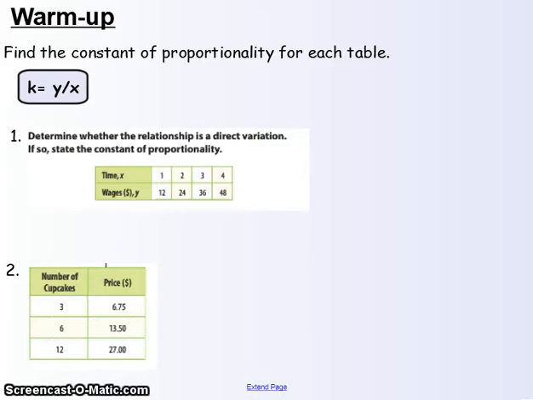Alright, your warm-up. It says find the constant of proportionality for each table. So we practiced this just the other day of doing y divided by x. So remember, you're going to do your y value divided by your x value, and each one of them has to be the same to have a constant of proportionality. And then you're going to check your constants in the spreadsheet.